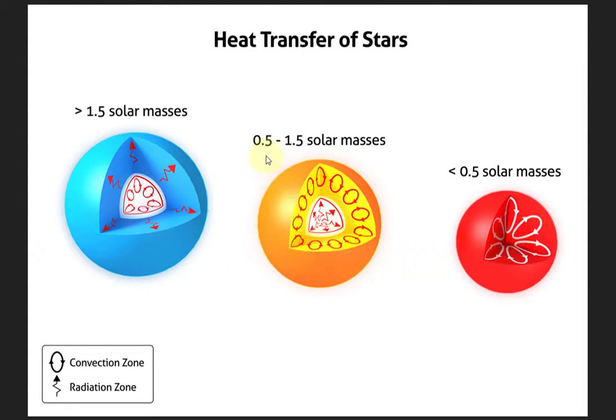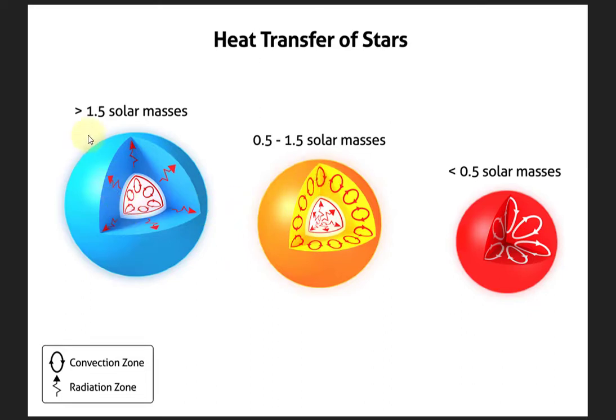In sun-type stars, between half and 1.5 times the mass of the sun, the energy is transferred via light, via radiation from the core outward, and then in the upper layers it is transferred via bubbles of gas again. Convection cells move the energy from the lower to the higher layers of the sun.